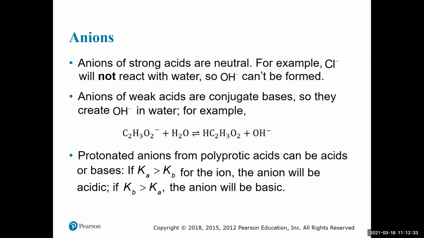This gets a little confusing to figure out, to be honest with you, because you have to look at Kas and Kbs and compare them. I wouldn't spend a lot of time worrying about that one. The first two, definitely you should know. The first, where the anions of a strong acid are neutral, you should know that. And the second, where anions of weak acids are conjugate bases, so they can produce some hydroxide, you should know that. The third one, I'd like you to know, but I wouldn't lose a lot of sleep over that one.